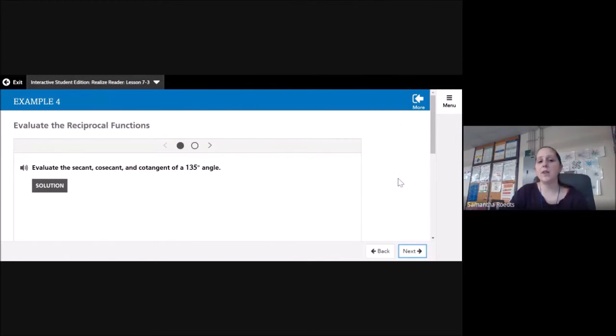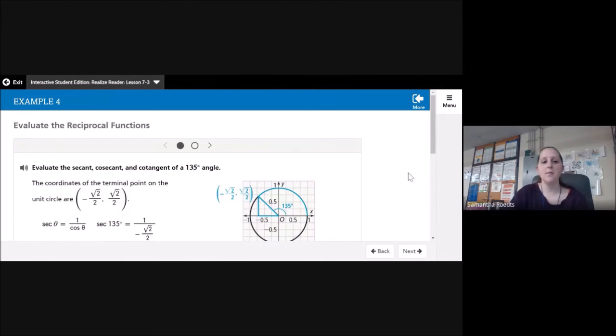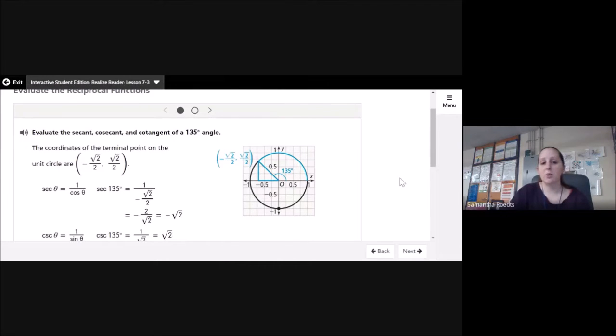Example 4, evaluate the reciprocal functions. Evaluate the secant, cosecant, and cotangent of a 135-degree angle. So the coordinates of the terminal point on the unit circle are negative square root of 2 over 2 and square root of 2 over 2. For a 135-degree angle, it gives me a 45-degree angle from the 180 degrees. So that's where I got these coordinates from.